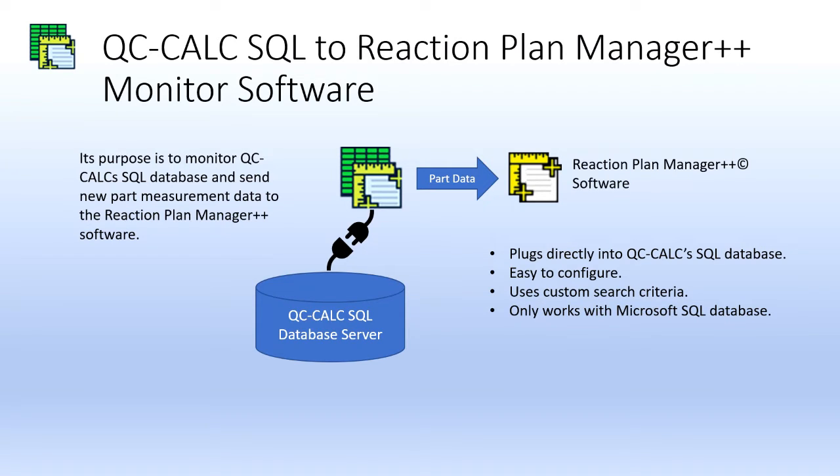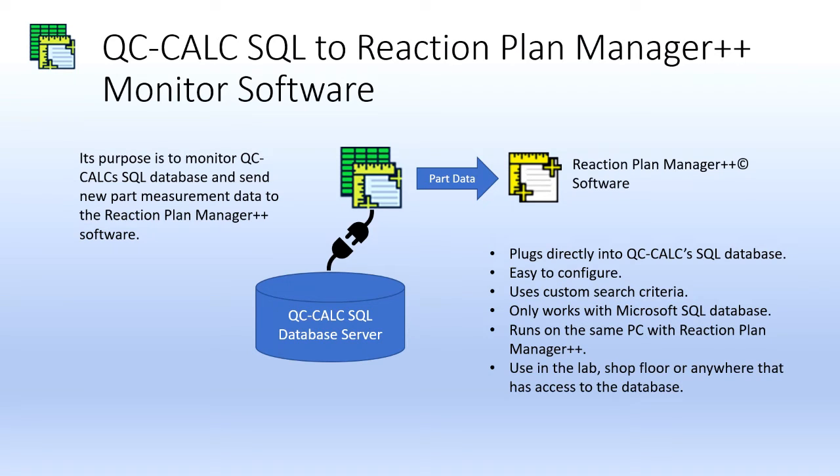The software only works with Microsoft SQL database. QC-CALC has two different databases that you can use. You can use the SQLite, or you can use the Microsoft SQL database. This only works for the Microsoft SQL database. The software runs on the same PC with Reaction Plan Manager++. You can use it in the lab, shop floor, or anywhere that has access to the database. This is an important feature because you can literally plug it in anywhere, point it to the database, configure it, and it'll start working.